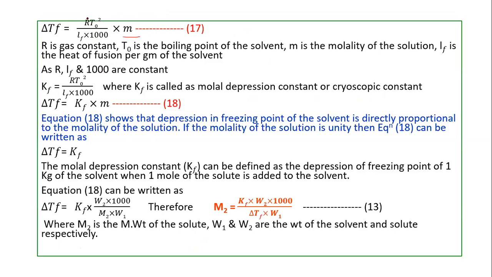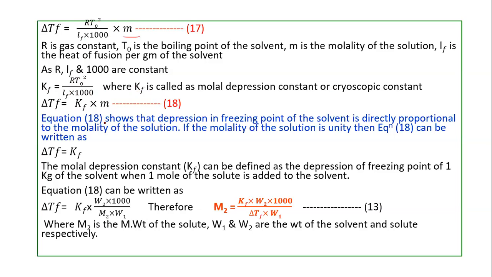Actually R is constant, T0 is constant, and LF is constant, so instead of writing all of this, we can write another constant. We write Kf equals RT0 square divided by LF into 1000, where Kf is called the molar depression constant, or the cryoscopic constant. So equation 17 can be modified as delta TF equals Kf into molality.